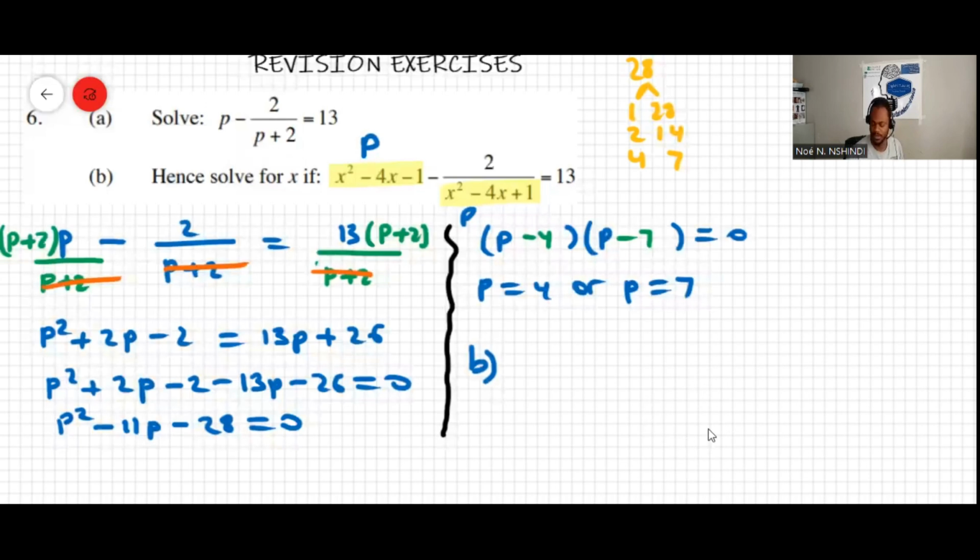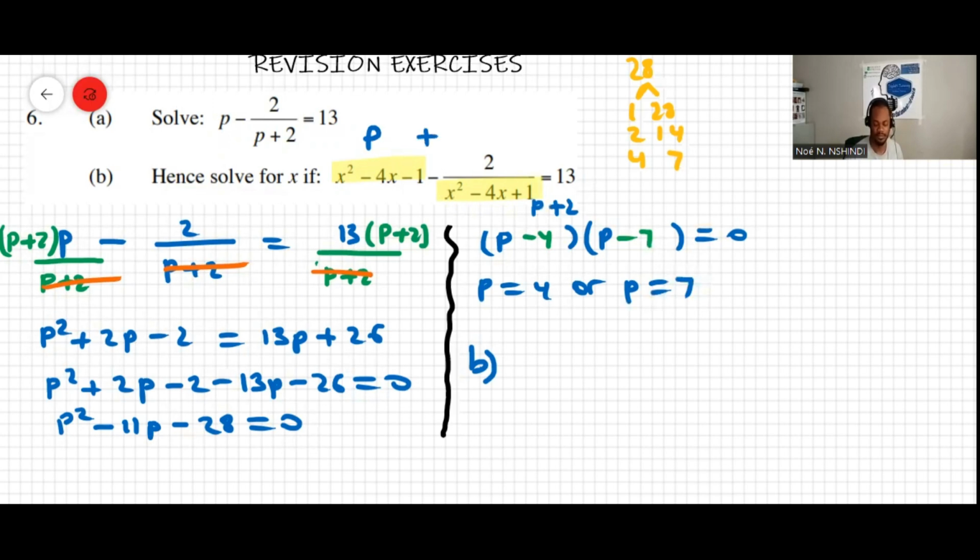If you look at this question, B says hence calculate the value of x if this. Okay, we can notice that we can call this whole thing P. Let's say this is P, because this is x squared minus 4x minus 1, and then x squared minus 4x plus 1. So we can call this P, for instance. If this is P, then this part will be P plus 2. Why am I saying that?